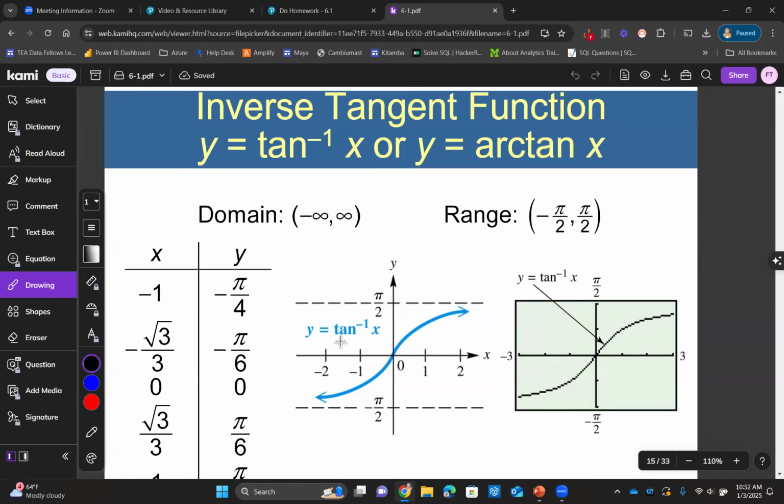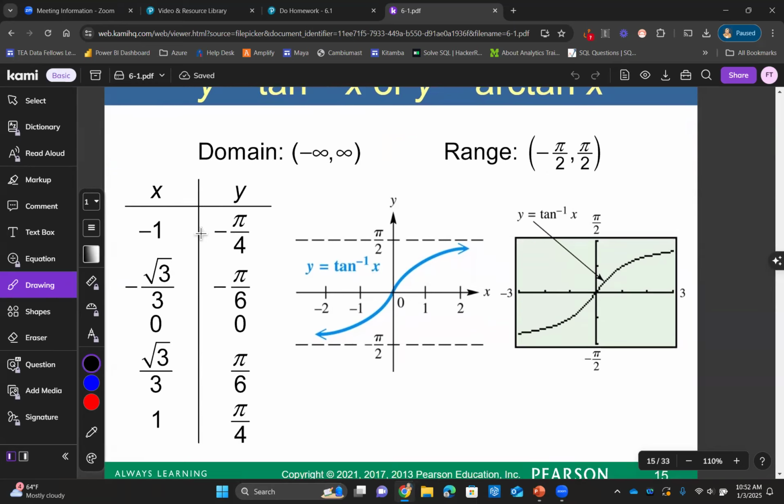So if we look at some values for arctan, when you have -1, this will be the angle whose tangent value is equal to -1. This will be the angle whose tangent value is equal to -√3/3. For angle 0, the tangent value is 0. For this angle, this is the tangent value, and for this angle, this is the tangent value.